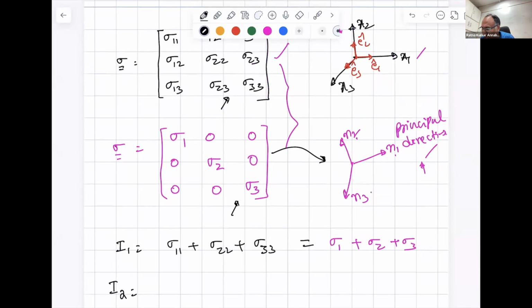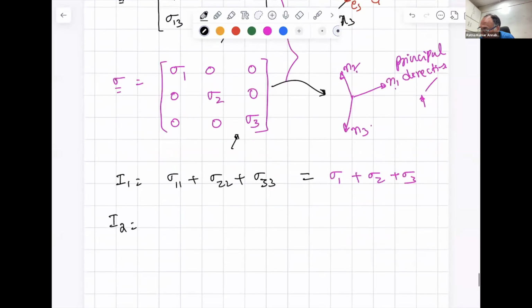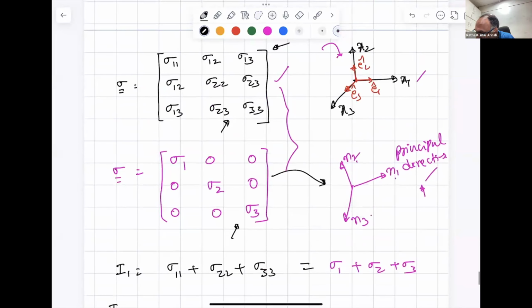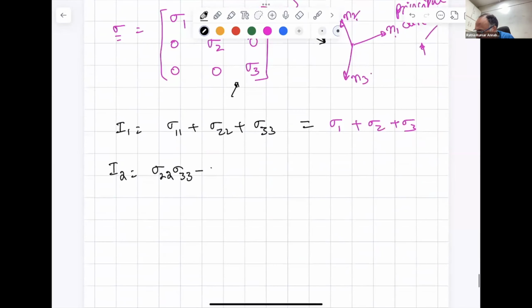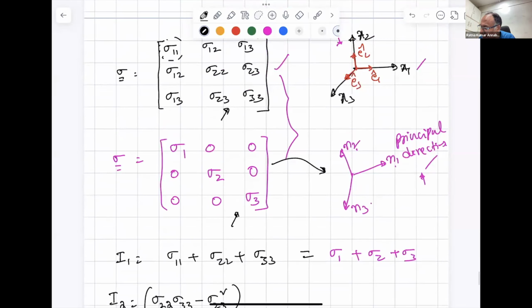Sum of the principal minors. What is the first principal minor? Sigma 11 into sigma 22... not sigma 23. See, first principal minor means you take this element and remove that row and that column. The remaining matrix's determinant is the first minor. So the first minor will be sigma 22, sigma 33 minus sigma 23 square. That is the first minor. Do you see that?